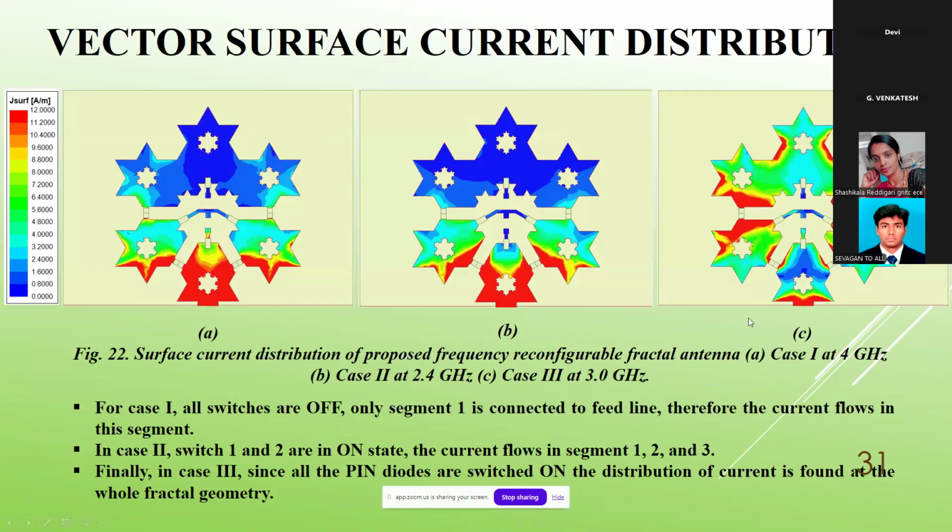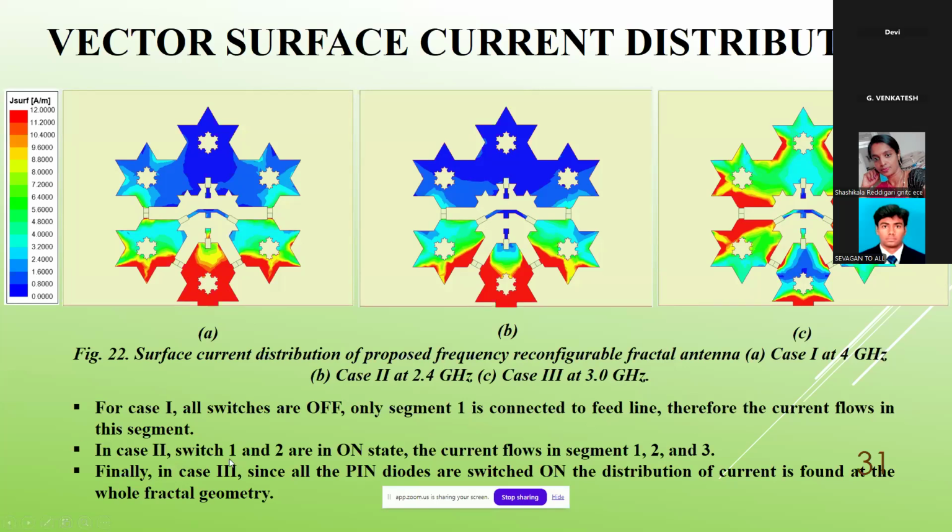Three cases we have considered: case 1, case 2, and case 3. Different frequency bands we are getting based on the reflection coefficient. In case 1, all switches are off. This is the condition, so only the feed line. Off means the diode is not working. So only the feed line will get the radiation. Segment 1 is connected to the feed line, therefore the current flows in this segment.